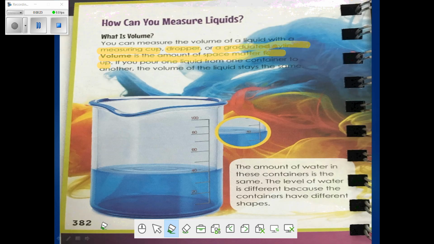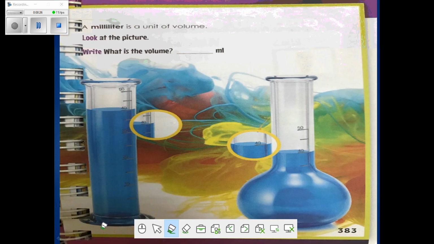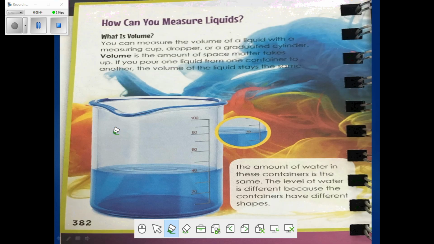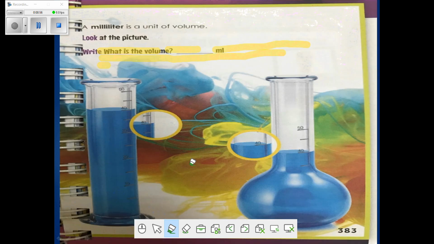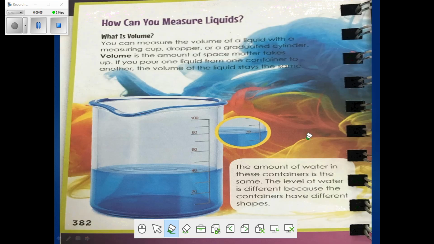See, if I ask you, how are the containers here different? Look, this one, the measuring cup, and the graduated cylinder, and this one here. How are the containers different? Can you tell me? If I wanted to say how they are alike, the measuring cup has a scale, the graduated cylinder has a scale, the graduated cylinder here has a scale. So all of them have scales.